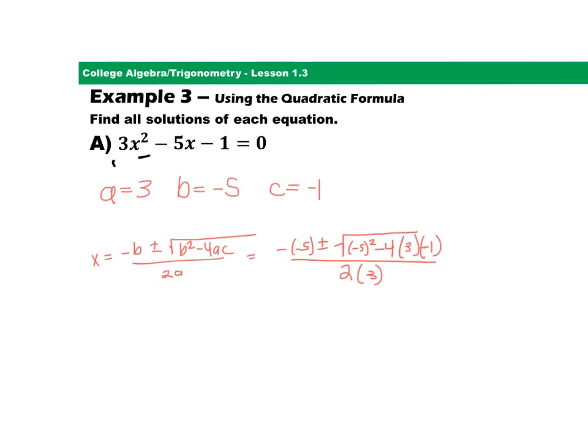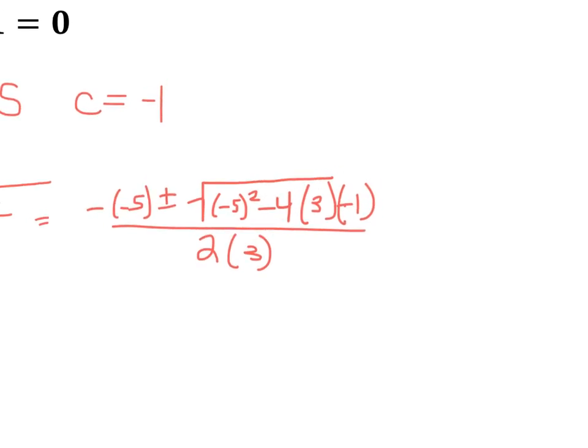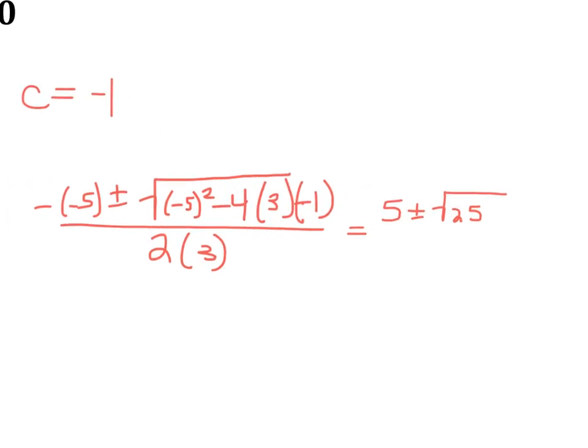Did I fill everything in correctly? Make sure. This is a very important step. You guys need to make sure you filled in everything correctly, and then you can move on. So if we simplify, negative negative 5 is just 5, plus or minus, let's simplify into the radical. What is negative 5 squared? 25, good. Then I have negative 4 times 3 times negative 1. What's negative 4 times 3? Negative 12 times negative 1. Positive. Good. So plus 12. Over 2 times 3, which is 6. Anybody have any questions?